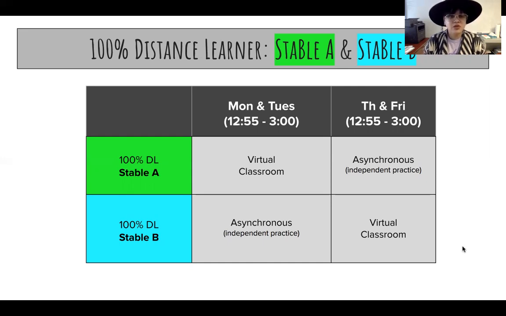Now, if you are a 100% distance learner Stable B student, that means you're going to start off the week, Monday and Tuesday, from 12:55 to 3 as an asynchronous learner. And then on Thursday, Friday, from 12:55 to 3, you are signing on to your virtual classroom.